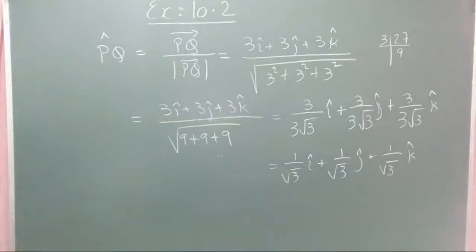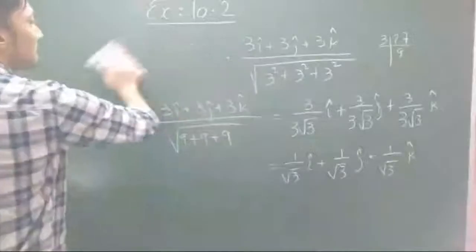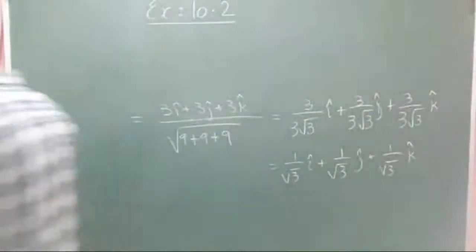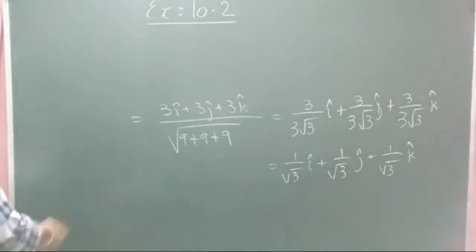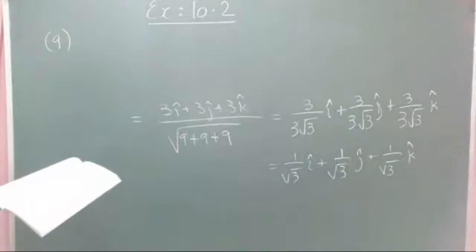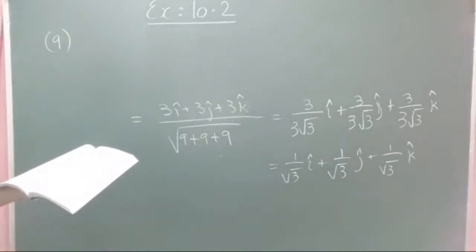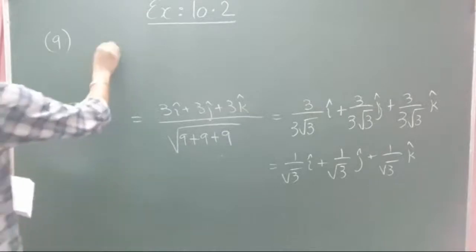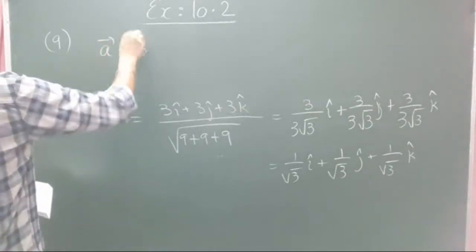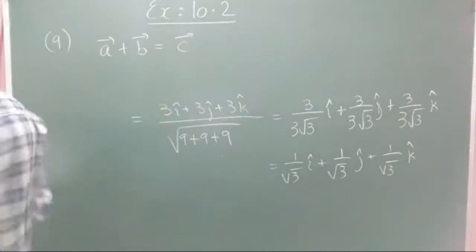Simple questions, as I've said. Alright, question number 9, almost the same question again. For the given vectors A and B, find the unit vector in the direction of the vector A plus B. So we have to first find vector A plus B. Let us denote this by vector C. That will be easier for us to handle.